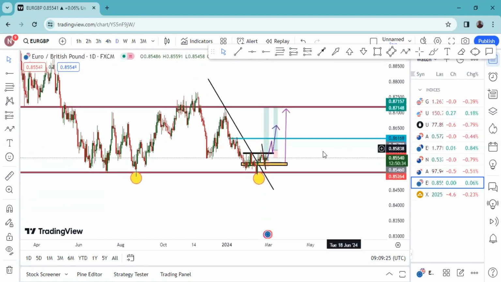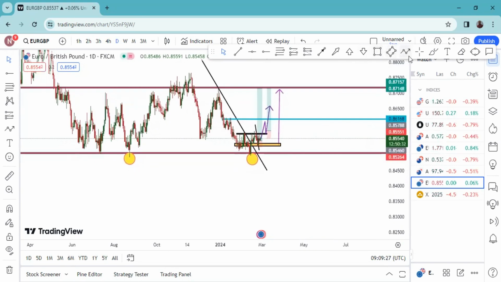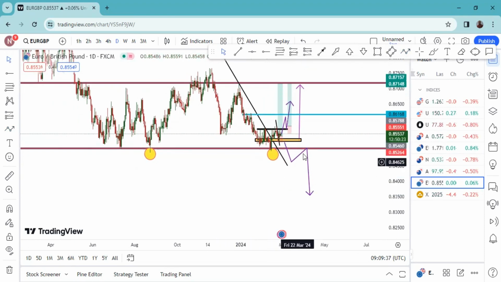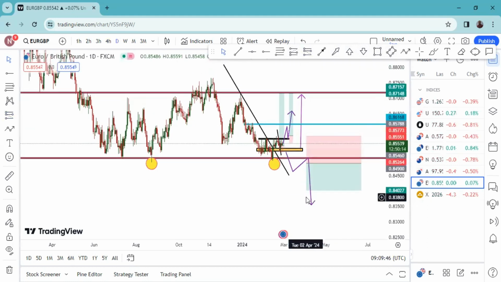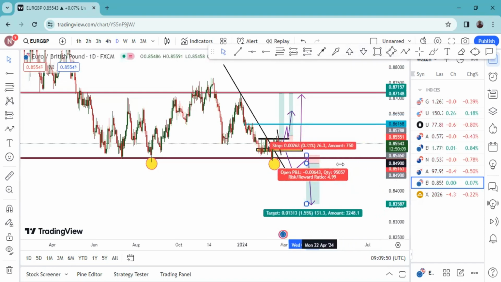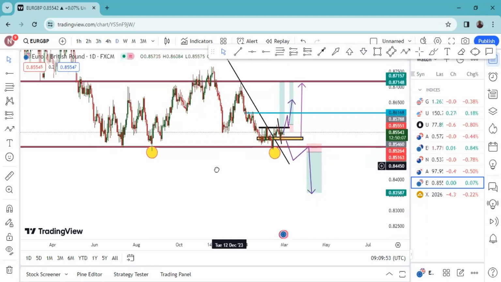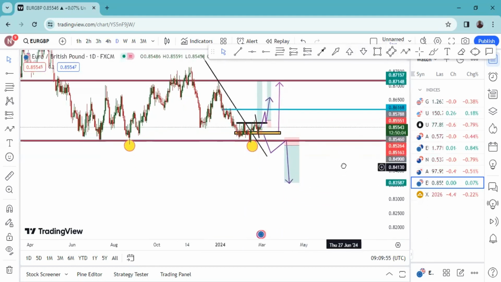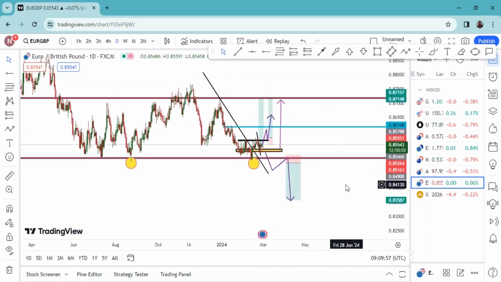But if the market decides to come back and break to the downside, I will take my trade upon the retest. I will wait for the market to shoot, then wait for the retest for a pullback. Then I will take my trade from the pullback, maybe around here, to the downside. So this is what I'm expecting on Euro GBP.